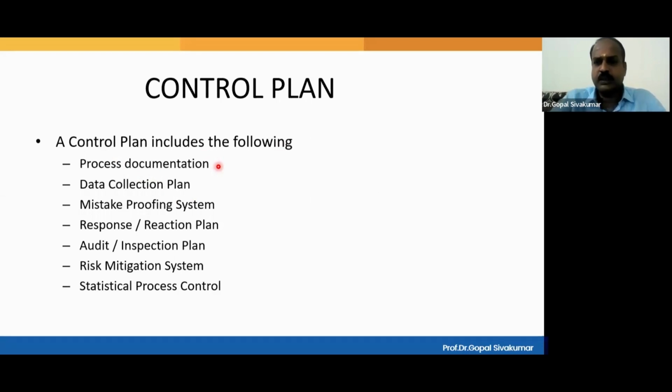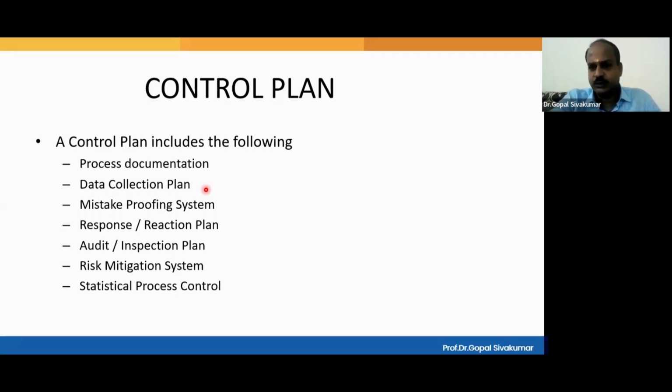The complete process flow chart and data collection plan, how much data must be collected and when the data should be collected and who should actually collect the data and how it must be collected and what kind of measurement system should be used, and all those things will be included in the data collection plan, and then mistake proofing system if any incorporated, and the information about the mistake proofing system and response reaction plan.